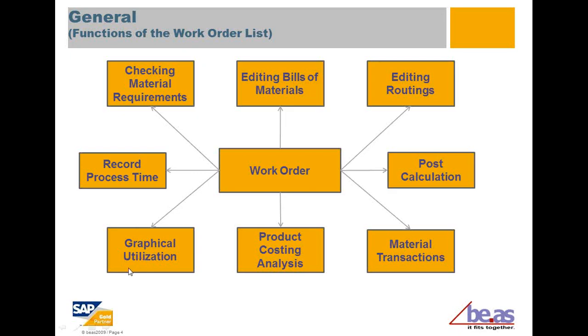Graphic utilization, this is from the work order with the right button, then you can show a graphic report about the usage of one resource, or the resource where the operation is related. And of course, as you can do material transactions in the work order, the other part is to record the process time.